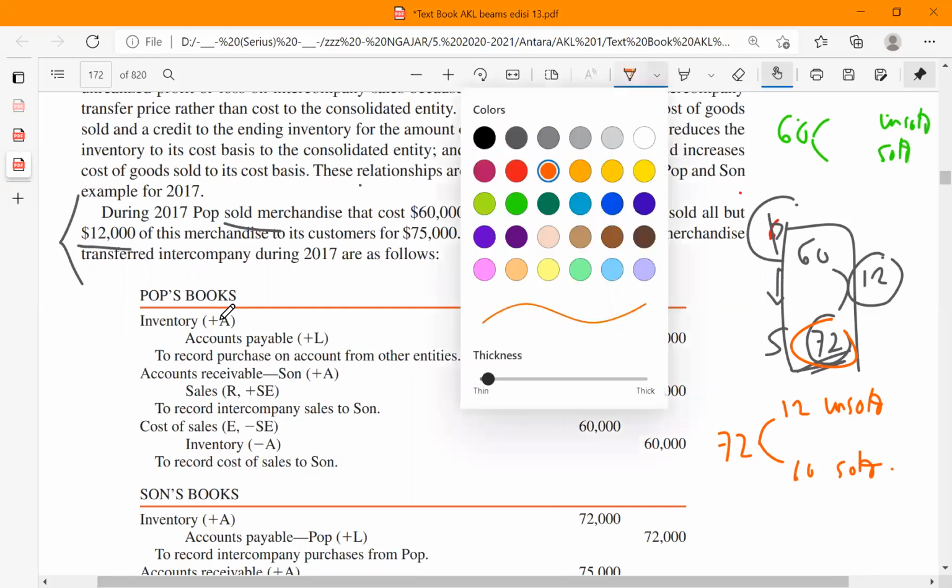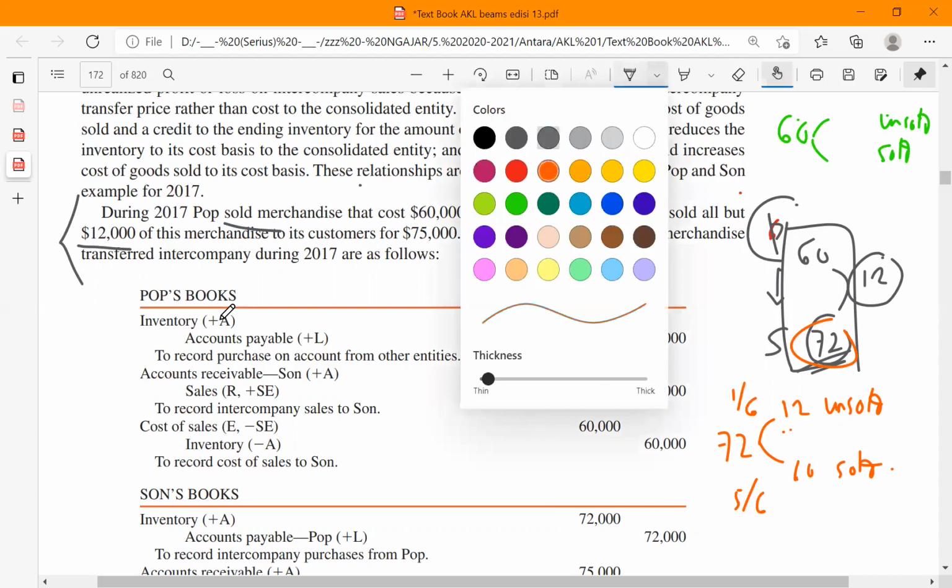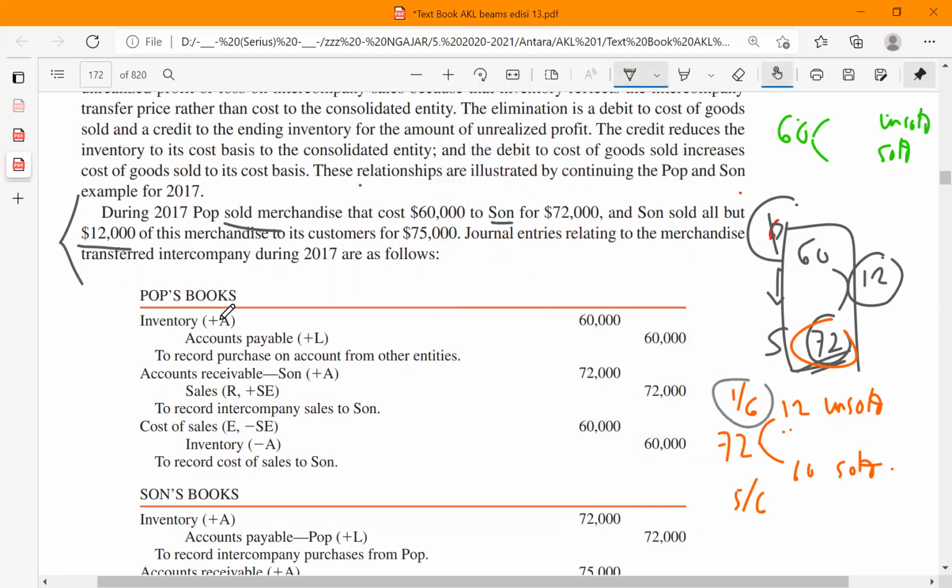So as we can compute here, 12 per 72 with 60 per 72, it means that this is 1 per 6, right? And then for the sold part, it is 5 per 6, right? Can you please also confirm this computation? So it means that we can also apply this proportion between unsold inventory and sold inventory here in the number, from the point of view of the P side.